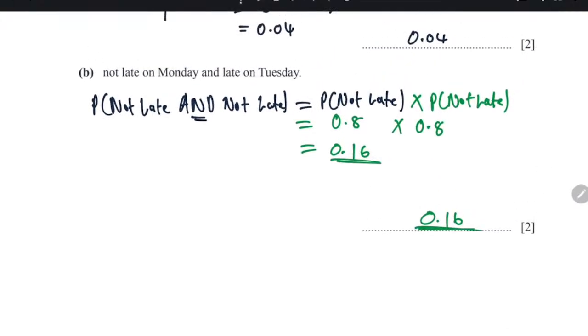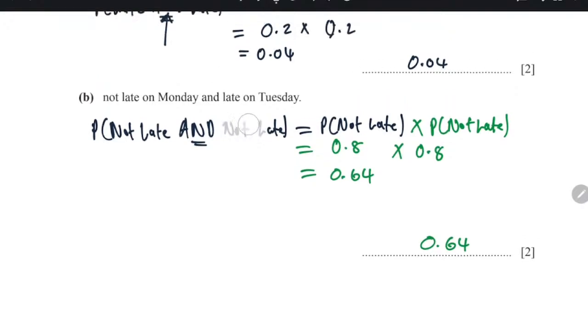It's 0.64, I mean. Oh, not late and late. Okay. Not late and late. Yes, 0.8 times 0.2, which makes it 0.16.